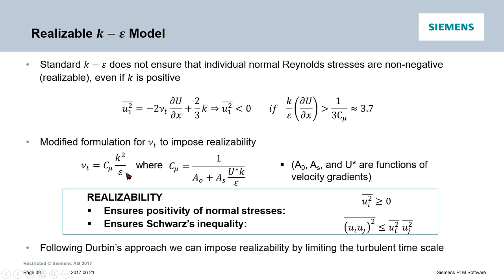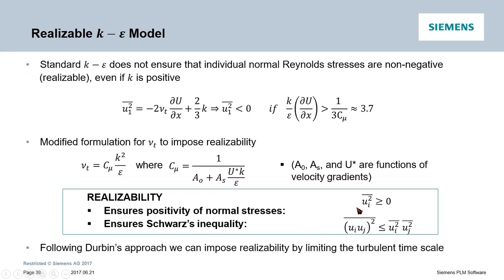Or in a more general sense, I can make C mu sensitive to mean gradients rather than constant so that my normal stresses are positive. And that's exactly what we do in a realizable k epsilon model. So this modification ensures that the normal stresses are positive, and it also satisfies this mathematical constraint known as Schwarz's inequality, which essentially means that my cross correlations are never perfect.